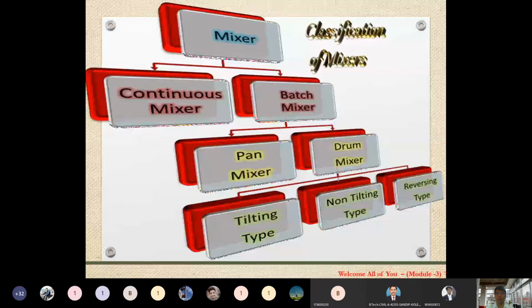Then, if you look at the classification of concrete mixers, we have generally different types. There are continuous mixers and batch mixers. As far as batch mixers are concerned, we have pan mixers and drum mixers. In the case of drum mixers, we have three types generally: tilting type mixers, non-tilting type mixers, and reversing type mixers. So let us try to understand the continuous mixers and batch mixers.